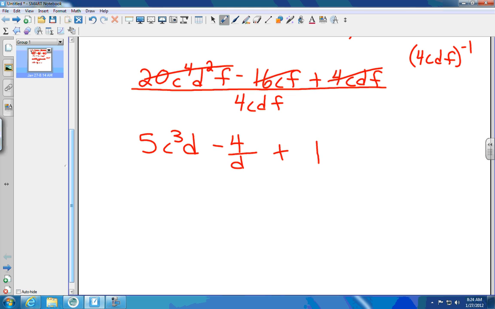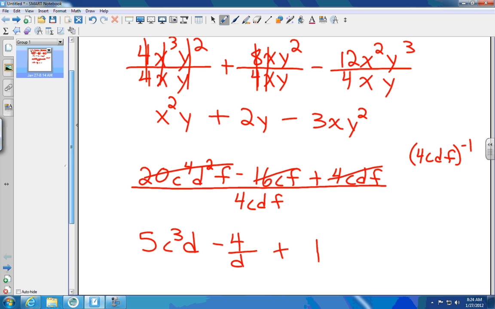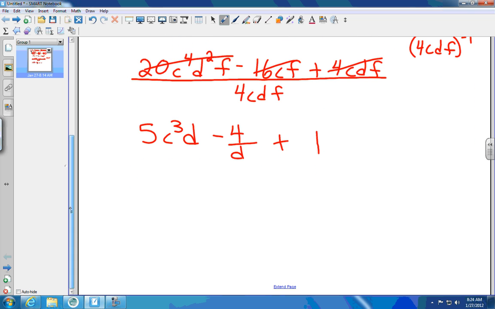And again, there's no like terms here, so you are done with that. Again, that is dividing a monomial, just one term in the bottom. And next we will go on to, I think we just do binomials in this section.